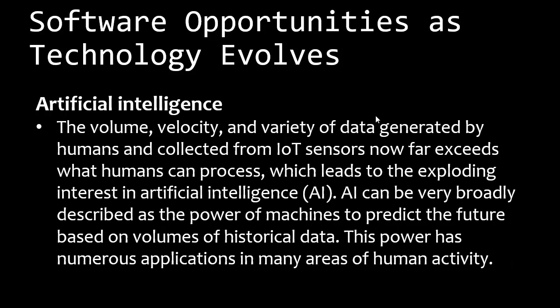Artificial intelligence. Like I said, it's really taken off lately. The volume, velocity, and variety of data generated by humans and collected from IoT sensors now far exceeds what humans can process, which leads to exploding interest in artificial intelligence. Basically, it's intelligence that's constantly learning. It's not a human brain, it's a computer. And the more information this computer takes in, it becomes, I guess, a human brain in a sense, and it keeps modifying itself.